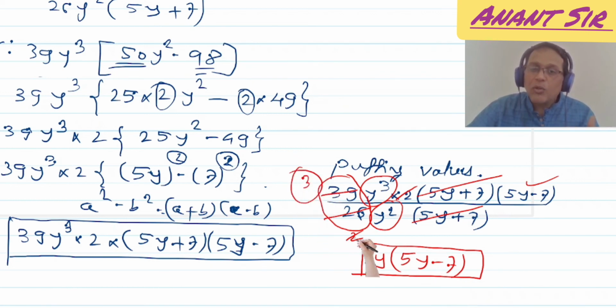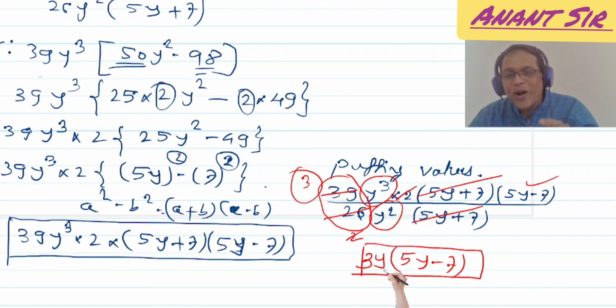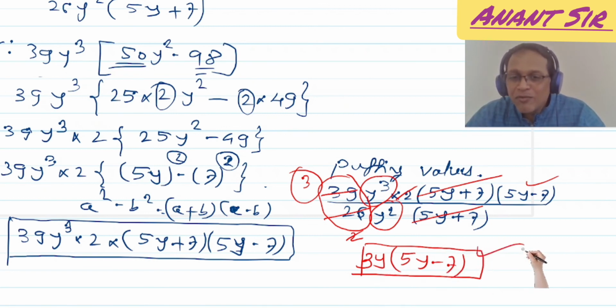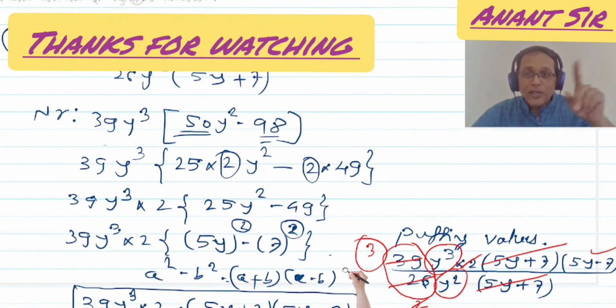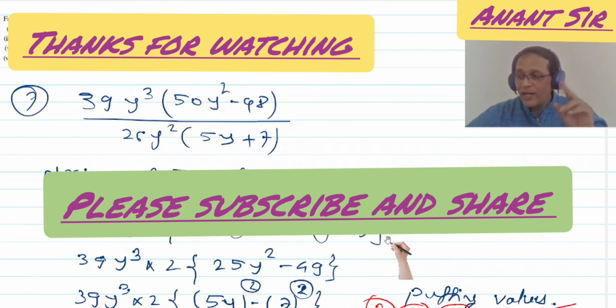This 3 was also there, I forgot about it. So this 3 is also there. So the answer is 3y multiplied by (5y minus 7). Okay friends, so this is the last question of this video, and this is question number 5 of exercise 14.3.